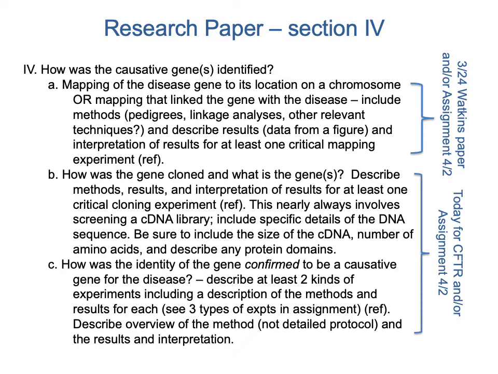And then lastly, you should discuss how the identity of the gene was confirmed to be a causative gene for the disease. So in your paper, you need to describe at least 2 kinds of experiments, again describing the methods and results for each. And there are 3 different types of experiments that are laid out in the assignment. We'll go over those today as well. For each of those, you'll describe an overview of the method and the results and interpretation as well.